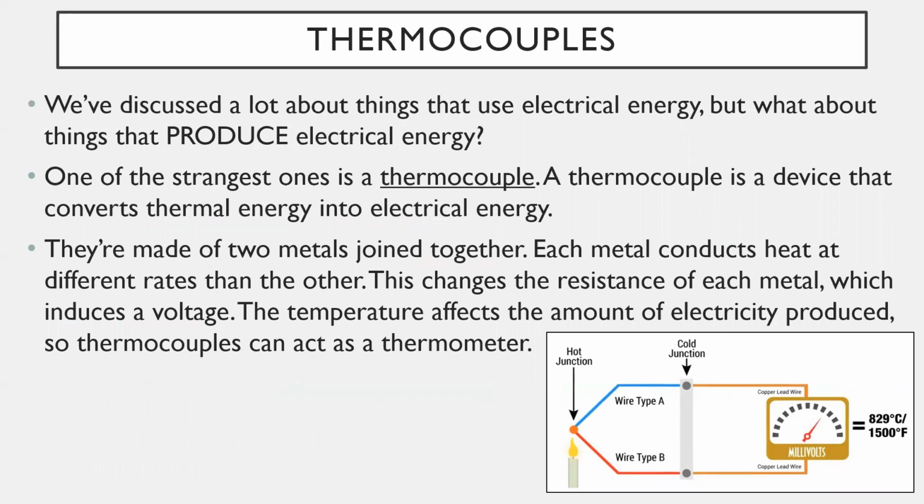It's going to maybe sound a little more complicated than it needs to be. It's called a thermocouple. So we've discussed a lot about things that use electrical energy, like toasters and lamps and stuff like that. But what about things that produce electrical energy? In other words, there was some other form of energy that went in, and it's electricity that comes out. One of the strangest ones is something called a thermocouple.